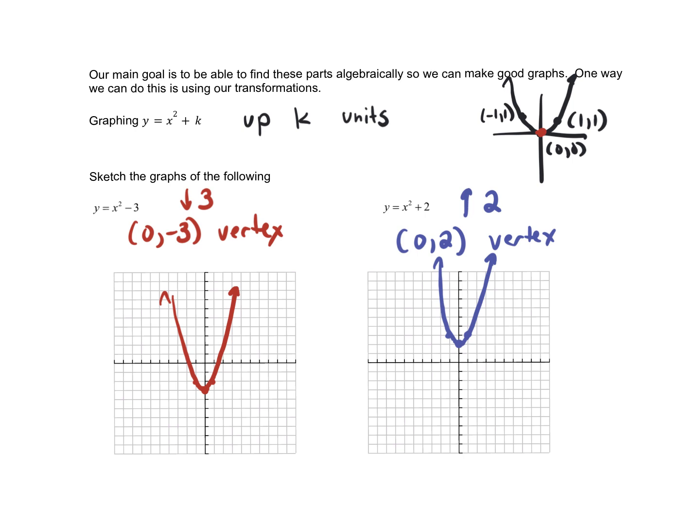So with no h, we're simply just shifting it up and down, and that's just going to change our vertex accordingly, just simply by moving it up.